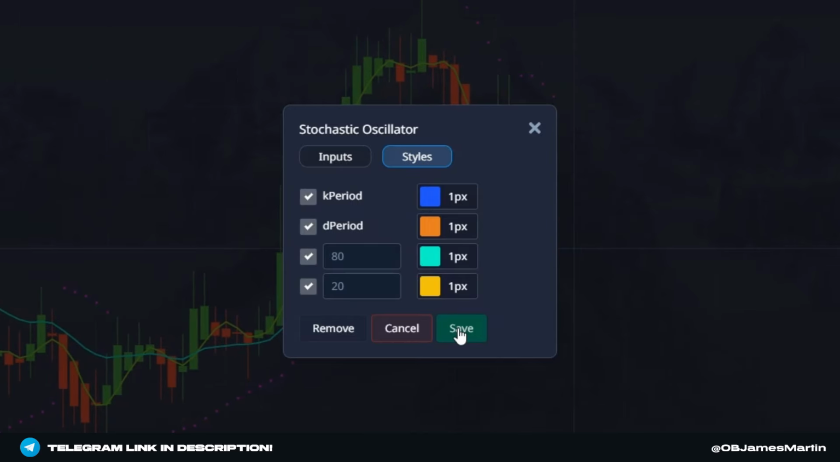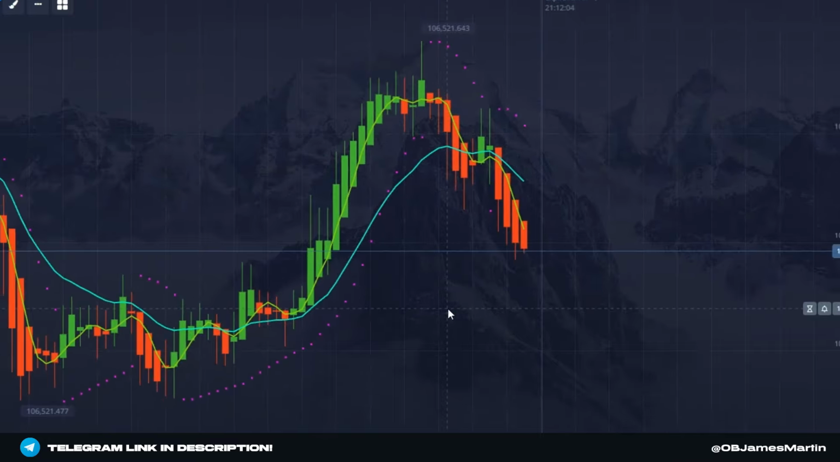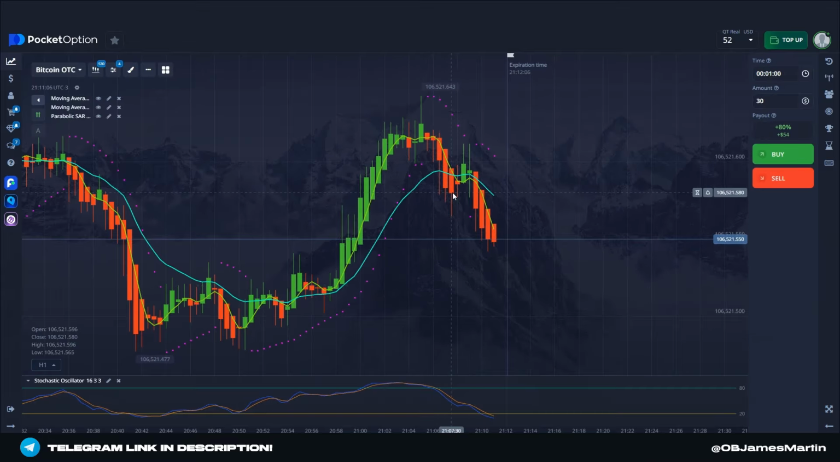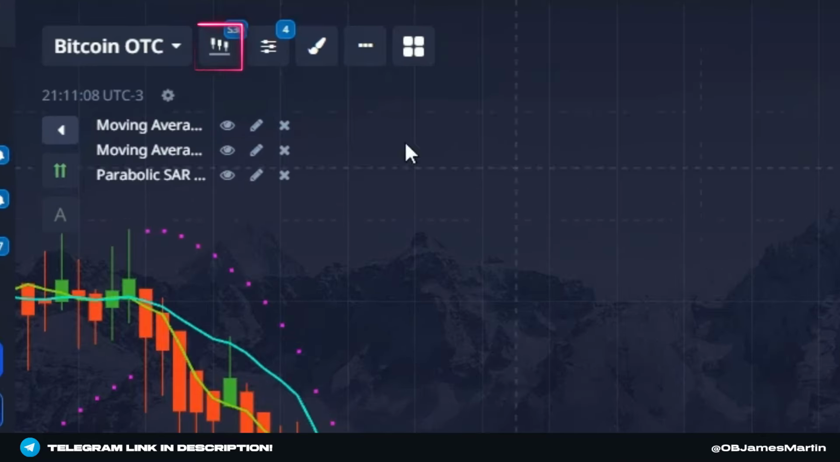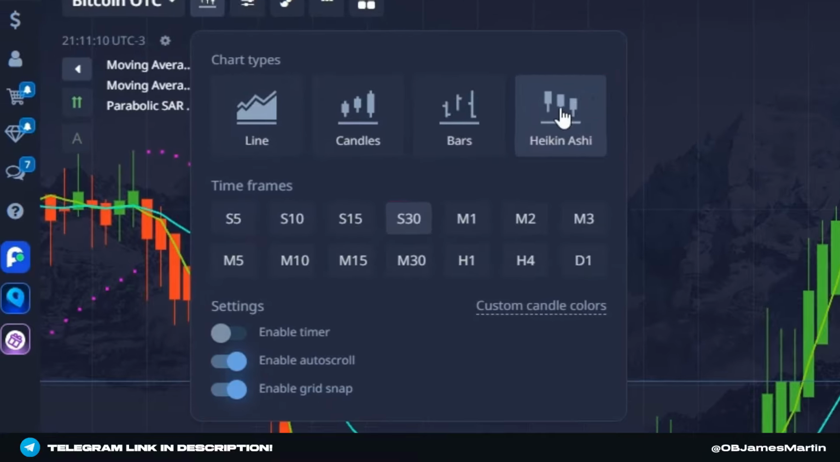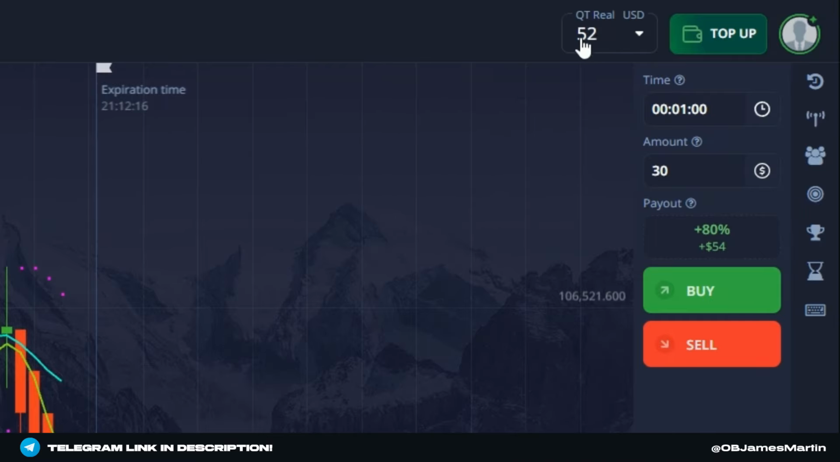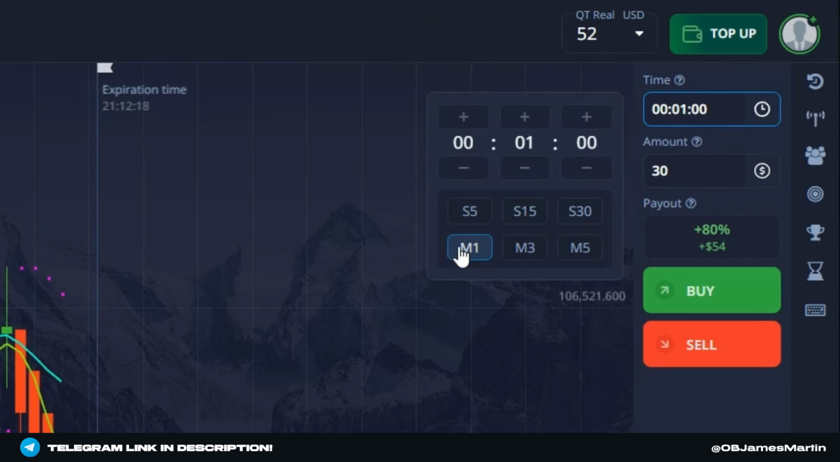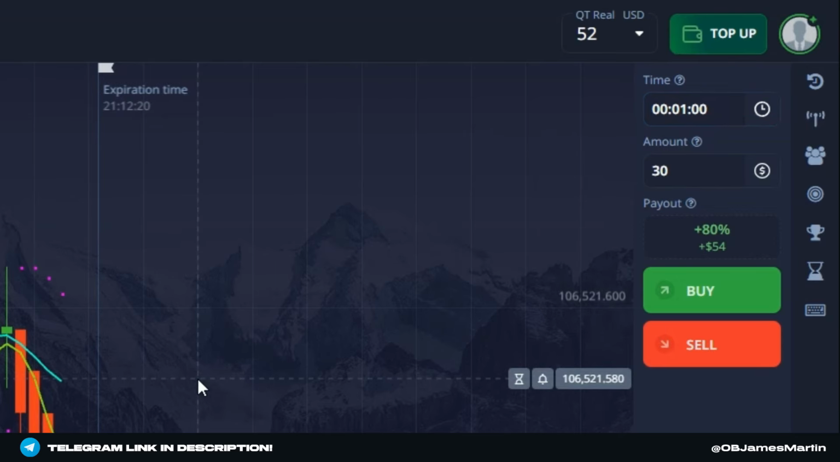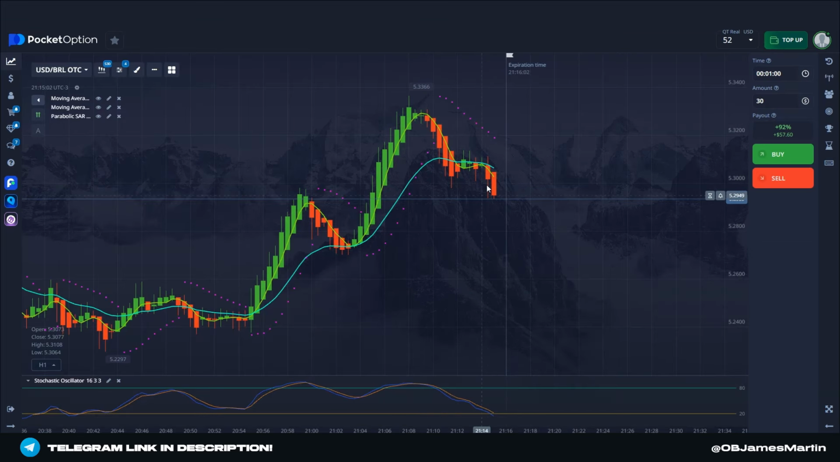So that's all, guys. We're going to trade with a 30 second time frame, so don't forget about that, and with right-now candles. We're going to start with $52 and 1 minute of expiration time. I hope you get it right, guys. Let's start with that. Going to the market right now, when I find an opportunity, I'm going to make the trade and explain it for you.